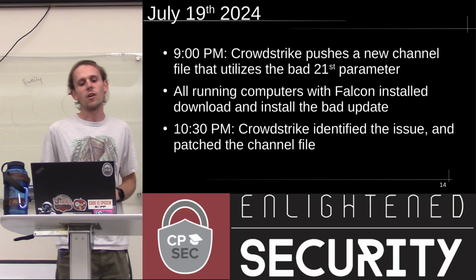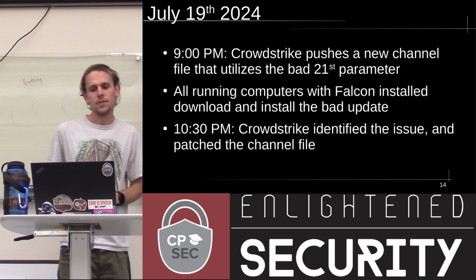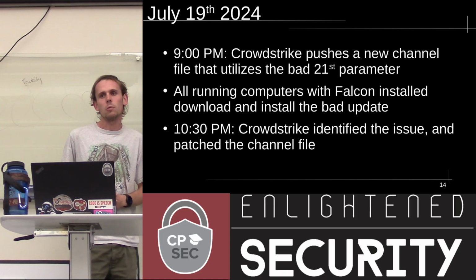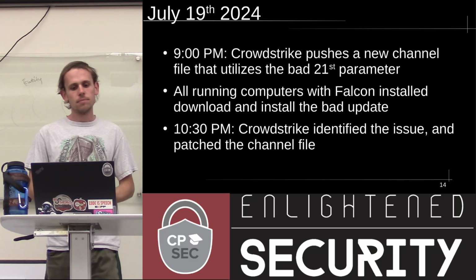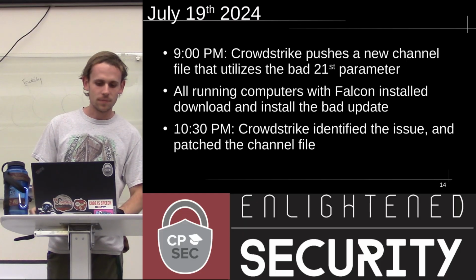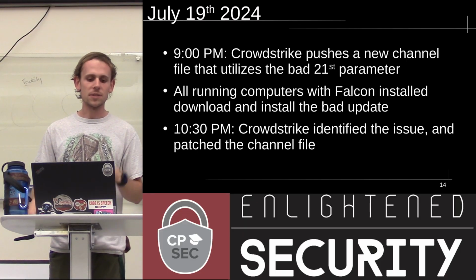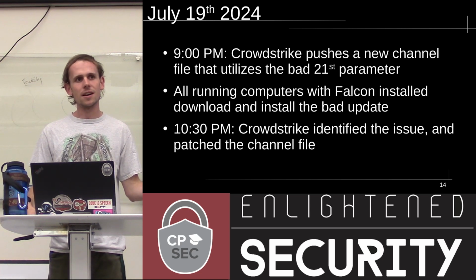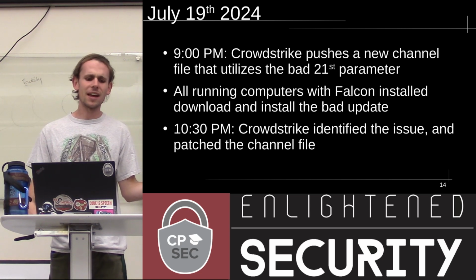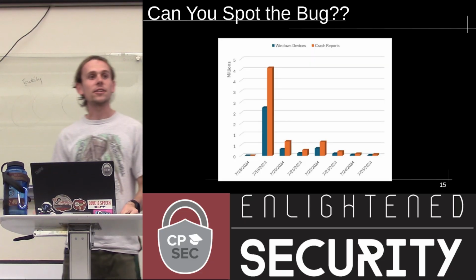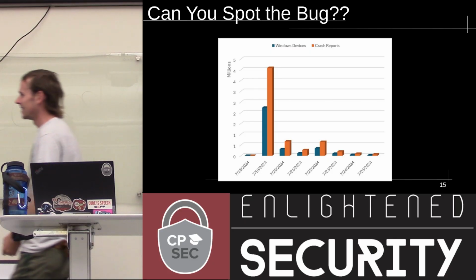So all running computers with Falcon installed downloaded this bad update. Again, there's no way to tell it not to. CrowdStrike will download a channel file whenever it can. So if your computer was on between 9 and 10:30, you're cooked. At 10:30 though, CrowdStrike updated the channel file so that it wouldn't cause computers to crash. But by that point, the patch had been live for an hour and a half and a bunch of computers had already downloaded it. This is a graph from Microsoft of their bug reports over time.